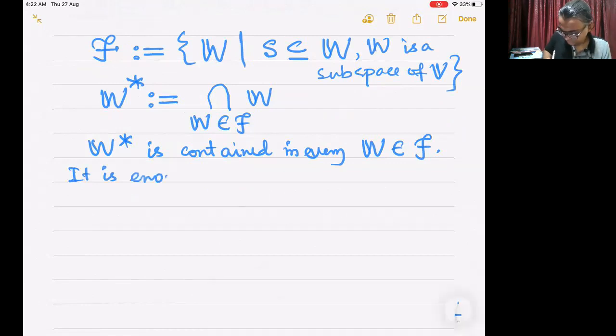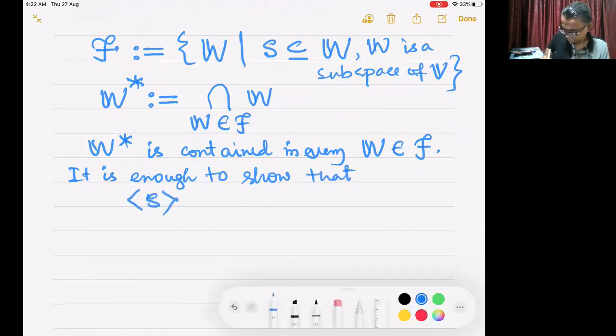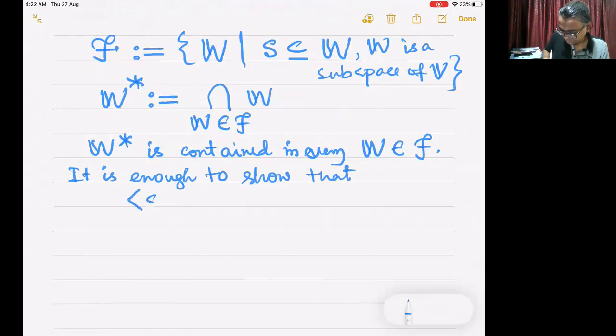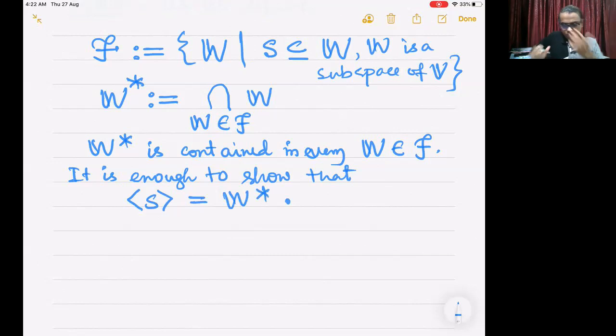It is enough to show that the span of S is equal to this W star. Because that is what we want to show. W star is contained in each of these W's, and our claim was that span of S must be so. Therefore, it's enough to show that span of S is equal to W star.